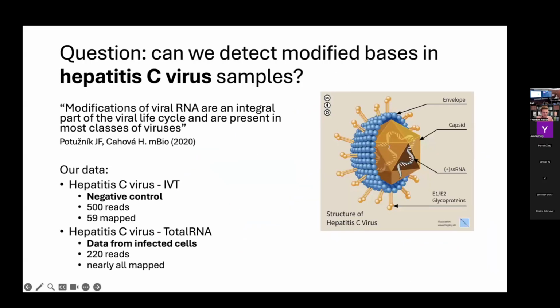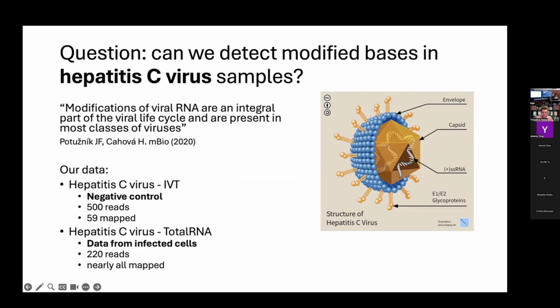One setting where it's really interesting to study these modifications is in the context of viruses, where it's well known that RNA modifications are crucial for the viral life cycle of RNA viruses. But even less is known about the types of modifications that are present or what they do. And there's a therapeutic aspect to this because the more we understand how these viruses work, the more opportunities that opens up for potential intervention.